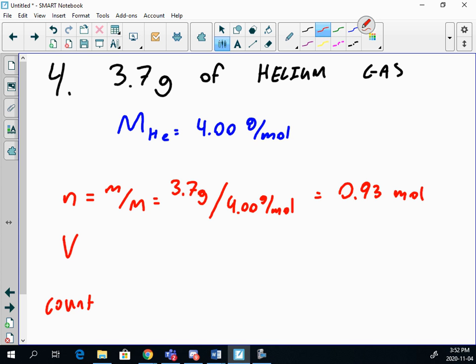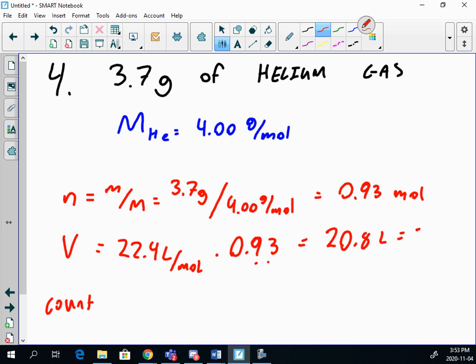I hope my mental math is good there. I think it is. Once we have that, it's actually easy to find the other two things. For volume, at standard conditions, we know that we can do 22.4 liters per mole times the number of moles. So times 0.93. And if we work that one out, do 22.4 times 0.93, we get 20.8 liters. And actually, we have two sig figs here, so let's round that to 21 liters.